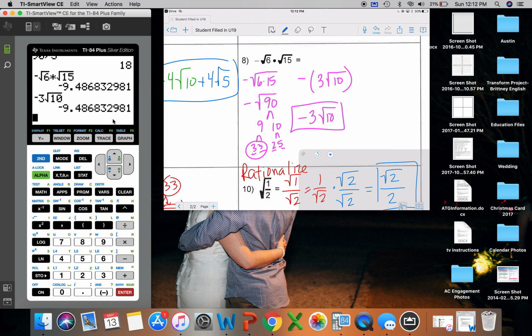So for all of these problems, I didn't do it because all you need to do is be refreshed on how to do these by hand. But for every single one, you can type in the original, type in your answer, and make sure that they all have the same decimal. You cannot write your decimal as your answer, but you can use it to confirm that you have the right answer because they are the same.